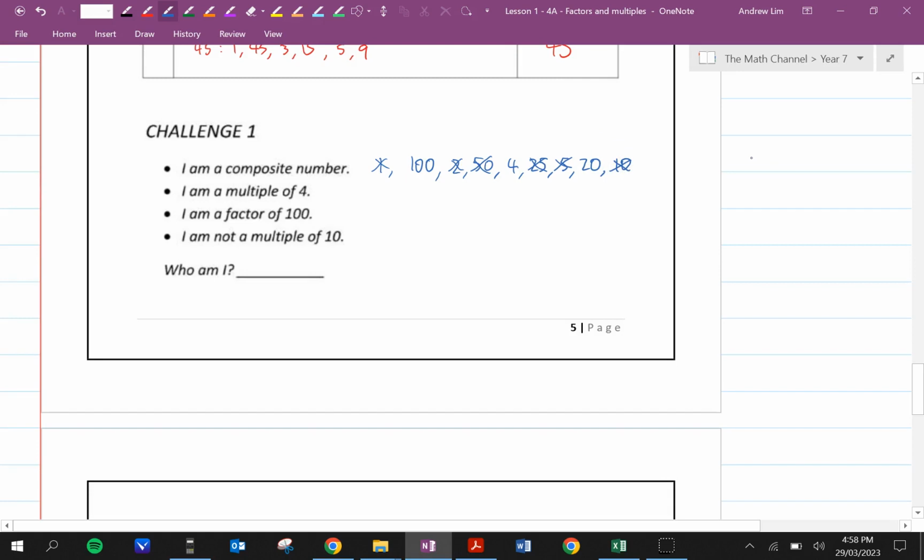And the last one says I am not a multiple of 10. So we need to get rid of 100 because that's a multiple of 10. 10 times 10 is 100. Get rid of 20 because 2 times 10 is 20. So the answer is 4.